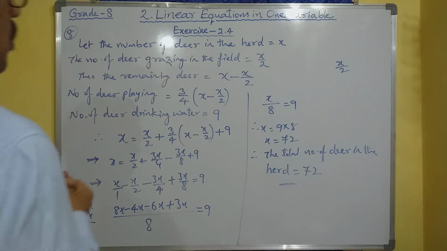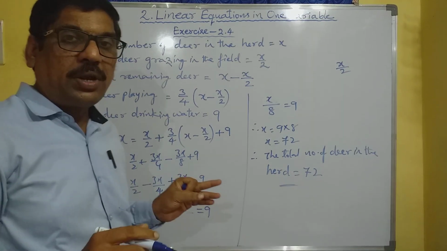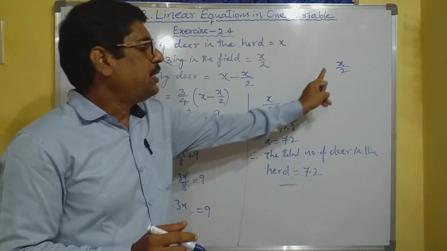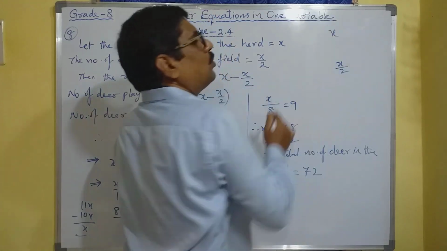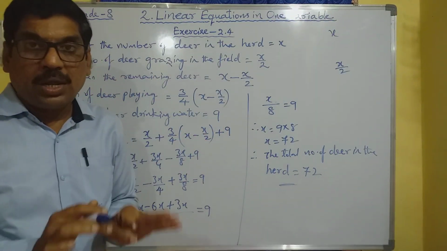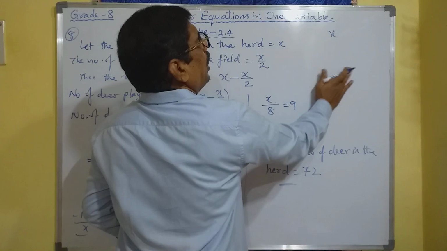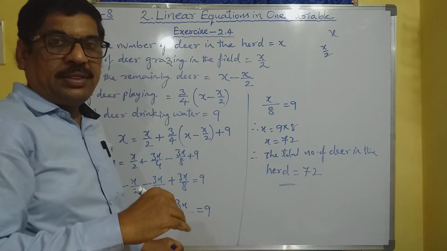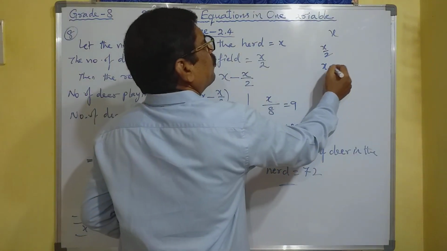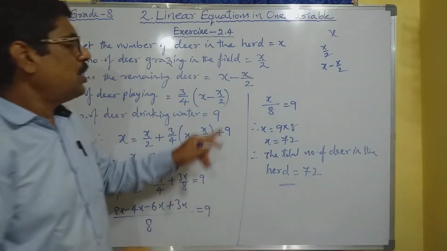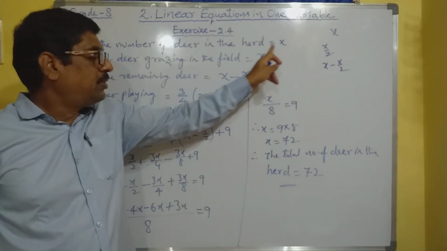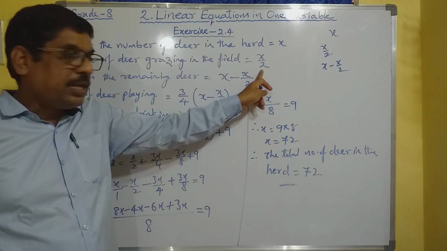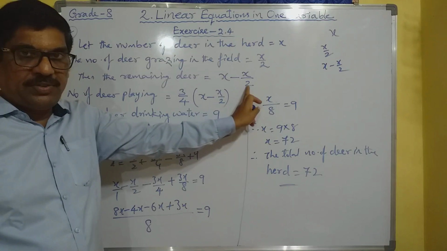Let me explain the problem once again. We have taken the total number of deer in the herd as x. Half of them are grazing in the field, which means x by 2 are grazing. The remaining is x minus x by 2.